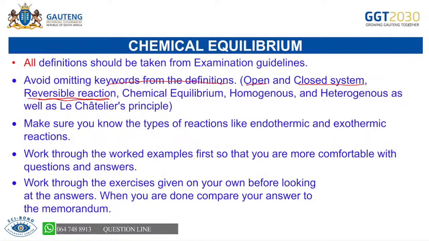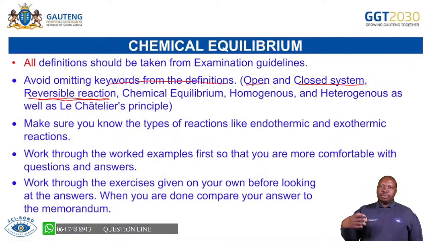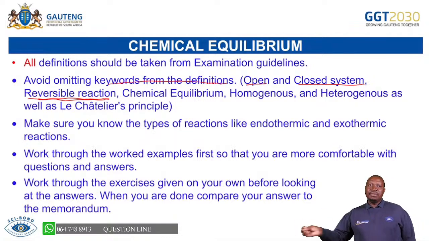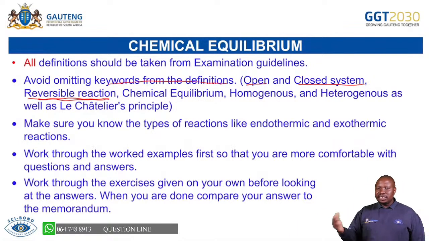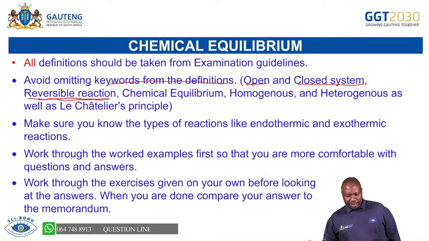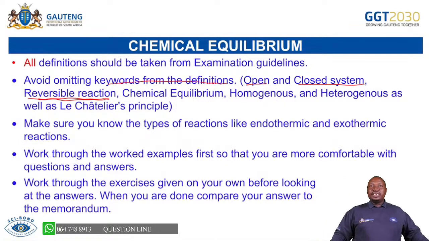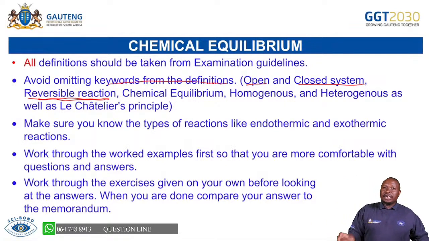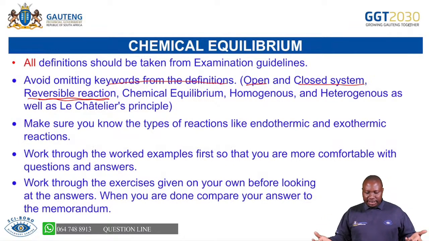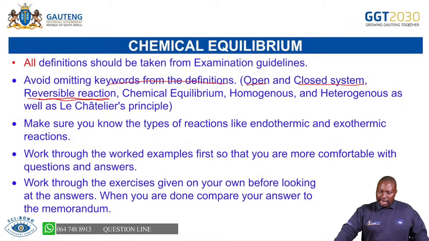When it's homogeneous, we're saying the reactants and the products, all of them, are in the same phase. They can all be gases or solids, as long as the phase is the same, we'll say that is homogeneous equilibrium. But when it's heterogeneous equilibrium, we're saying the reactants and the products are not in the same phase. So when they have different phases, we refer to that as heterogeneous.